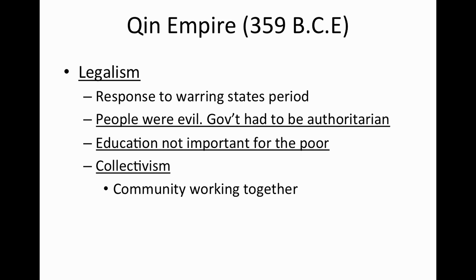All right, the Qin Empire, 359. Remember, they base their political governing philosophy on legalism in response to the Warring States period. Again, legalism is the idea that the ruler had to be authoritarian. Legalism did not promote education for all. The educated class and the royal family would govern, and there was very little opportunity for those in the lower social classes.